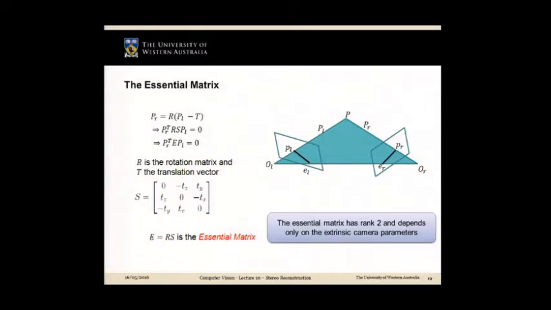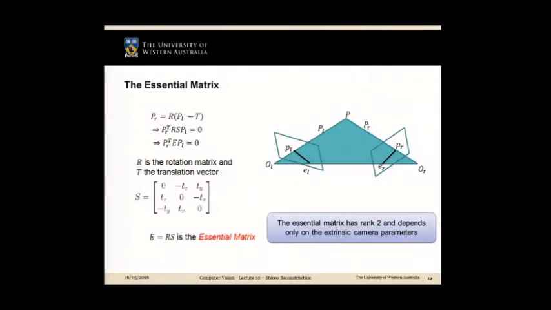So using this matrix representation of your vector T, this expression can be written as PR transpose times RS times PL, which is equal to 0, and then PR transpose E PL equal to 0, and E equal to RS gives us our essential matrix, right? R times S is the essential matrix. That's the mathematical expression for the essential matrix, right?